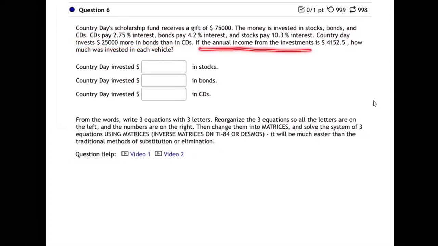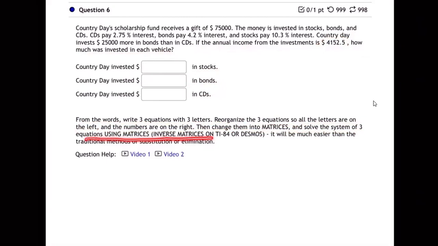If the annual income from the investments is 4152.5, how much was invested in each vehicle, stocks, bonds, or CDs? All right, from the words, write three equations, three letters. Reorganize the three equations so all the letters are on the left and the numbers are on the right. Then change into matrices and solve the three equations using matrices. Matrix inverse on the TI-84 or Desmos.